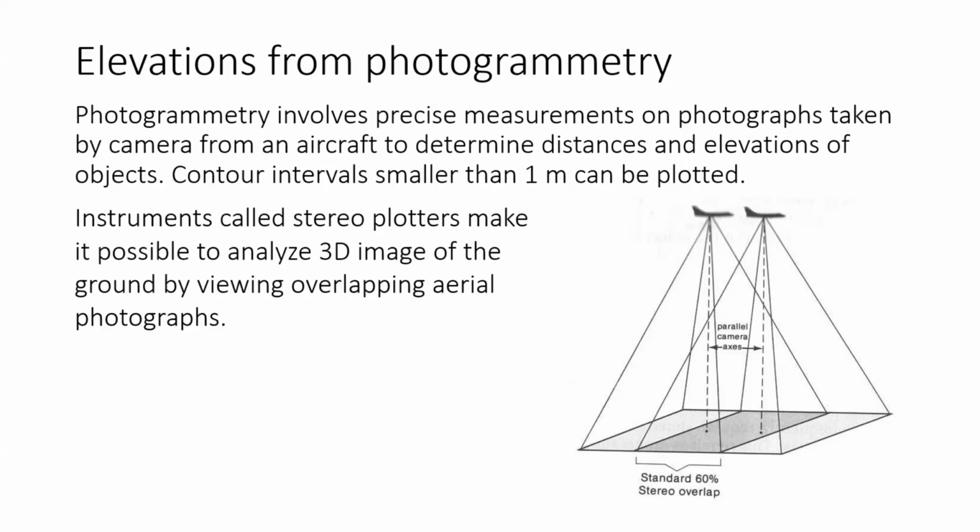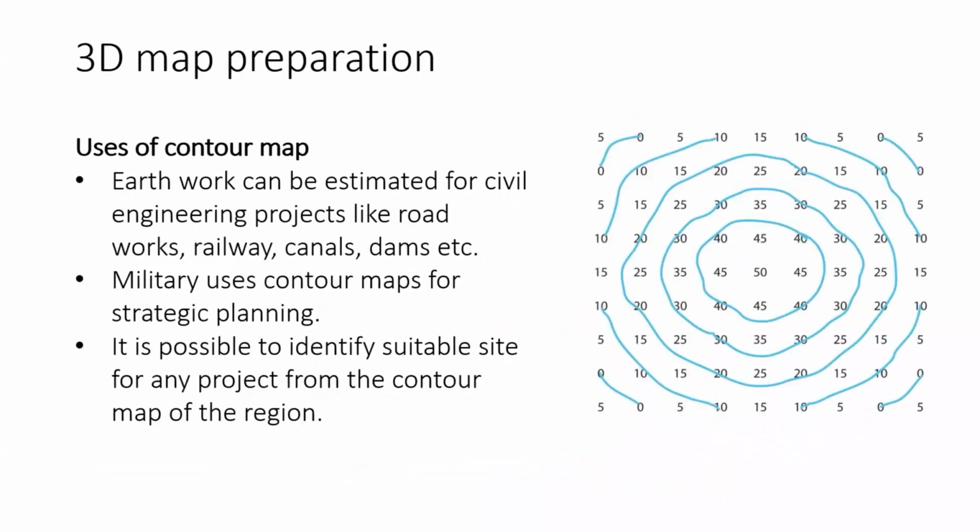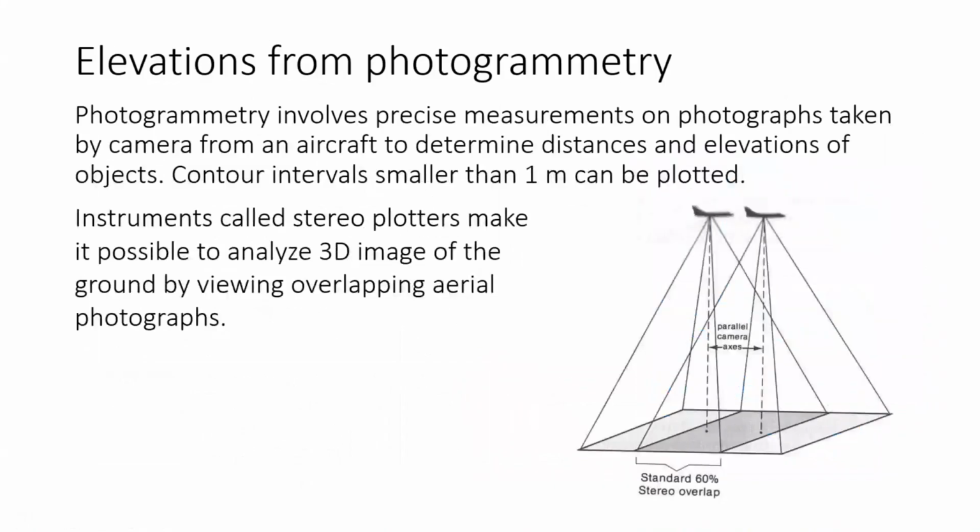Contour interval, let me go back to this particular slide. Here we can see there is a 10-meter contour, a 20-meter contour, a 30-meter contour and a 40-meter contour. So the elevation difference between each contour here in this case is 10 meters. Using photogrammetry, we can go as far as 1 meter, and even better than 1 meter contour interval can be plotted. That is how accurate the elevations will be in photogrammetry.